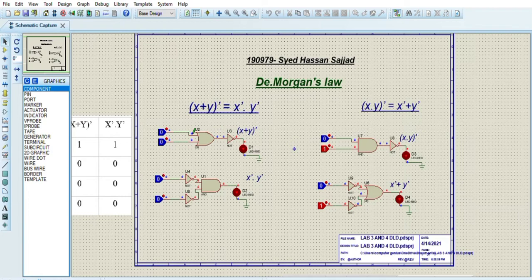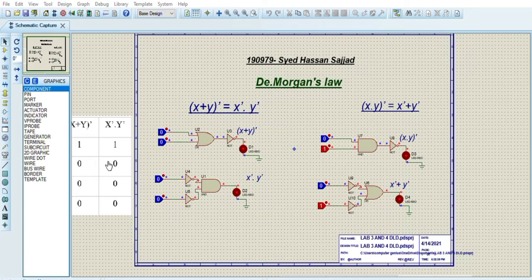So here you can see that its output is (x plus y) dash, because dash is the complement sign, which is indicating that the NOT gate is attached at the output terminal of this OR gate, and here are the two inputs x and y. These are the two inputs x and y, so this should be equal.